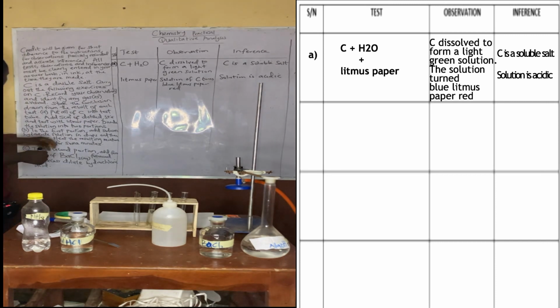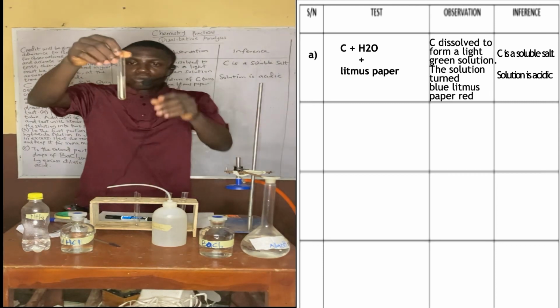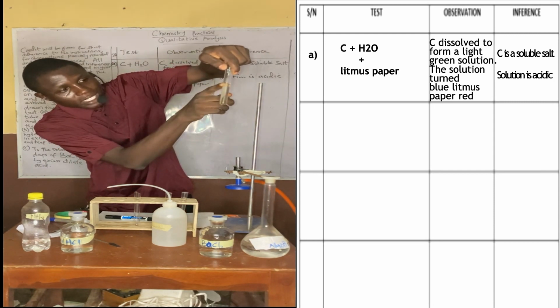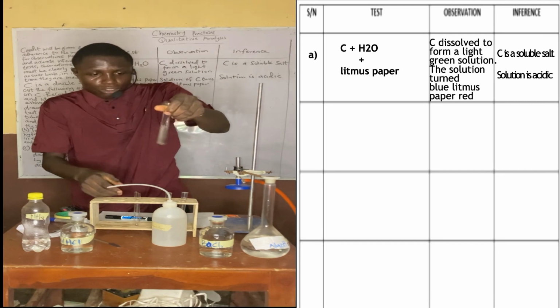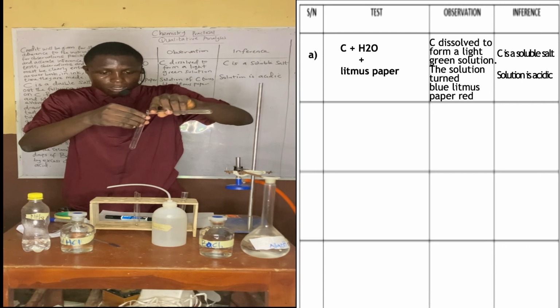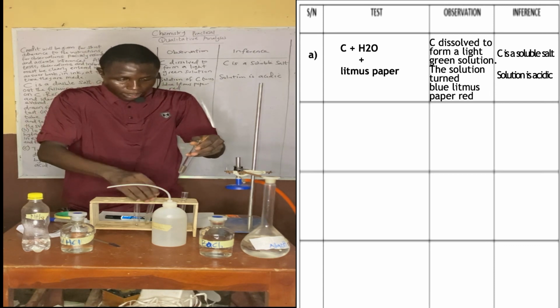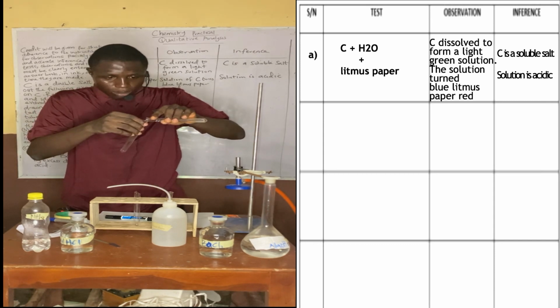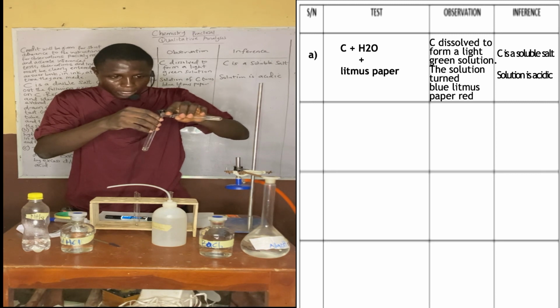So that is A. Now to the first portion, add sodium hydroxide. Now we have to divide this into two portions, the first portion and the second portion. You can see we have a light green solution, and this has completely dissolved. We want to divide it into two portions. You can even make it three, so that we can have one to compare to.